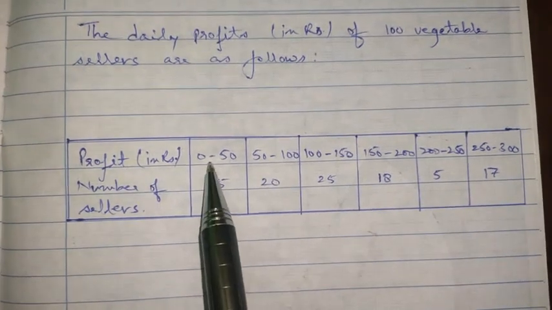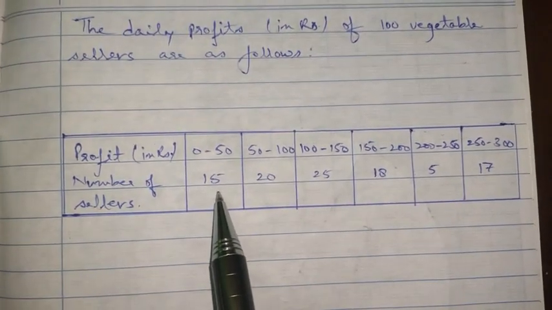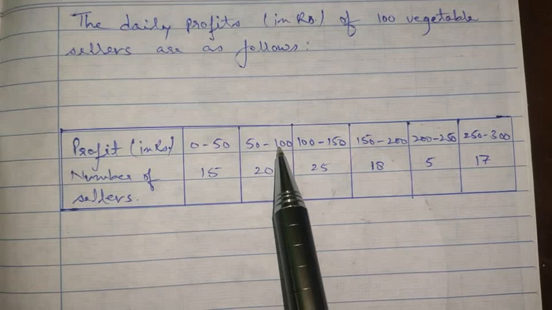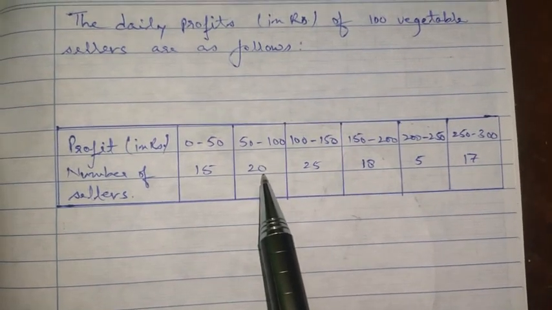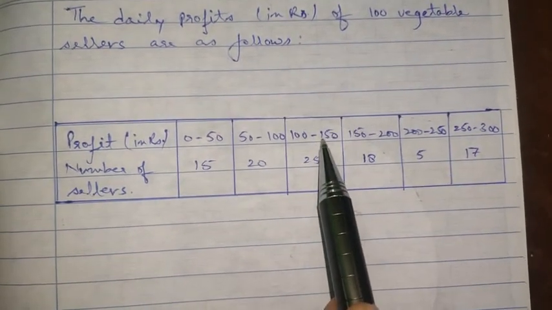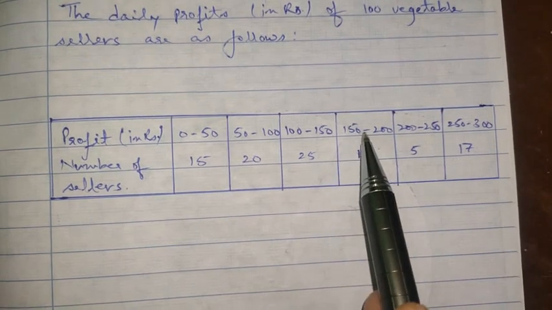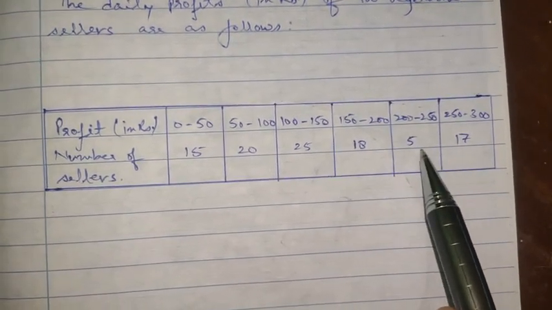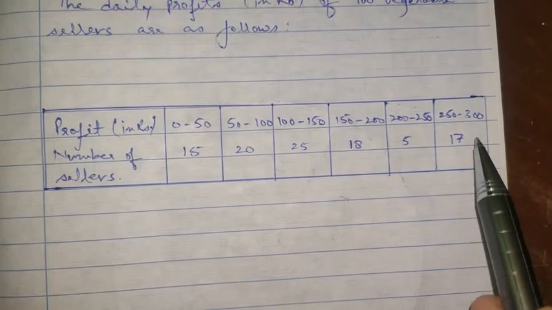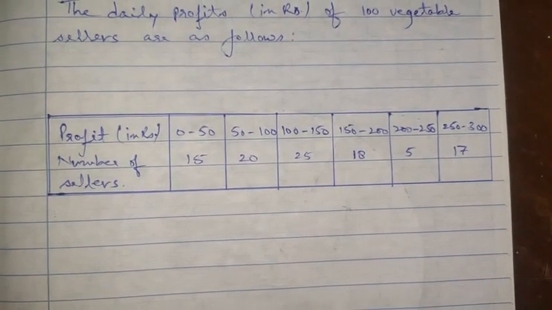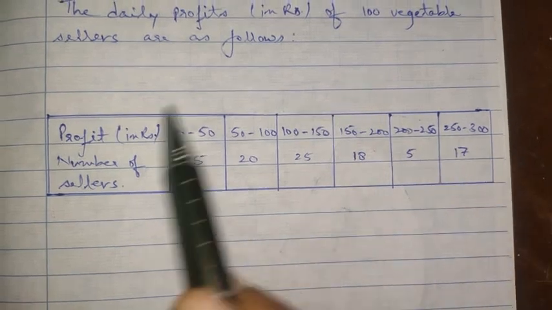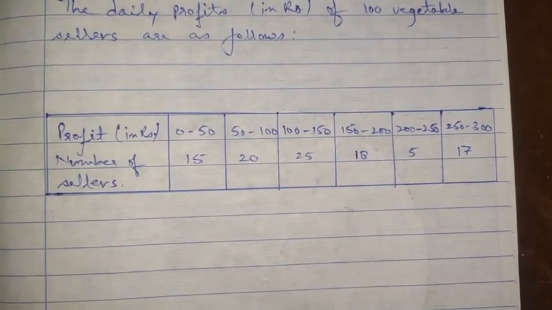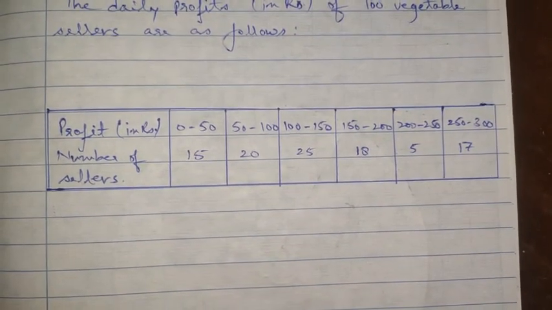Profit earned from 0 to 50 rupees, there are 15 vegetable sellers. Profit earned from 50 to 100, there are 20 vegetable sellers. 100 to 150, there are 25 vegetable sellers. 150 to 200, 18 vegetable sellers. 200 to 250, 5 vegetable sellers. And 250 to 300, there are 17 vegetable sellers. And for this data, you have to express it on the histogram.